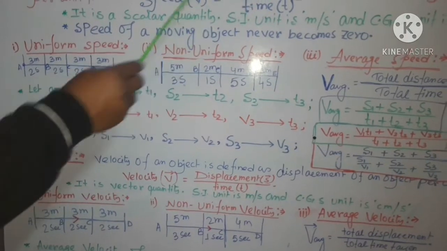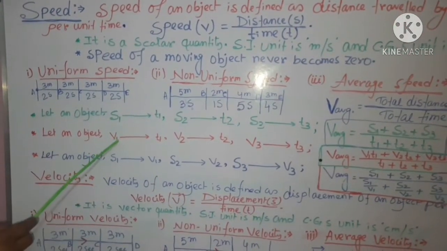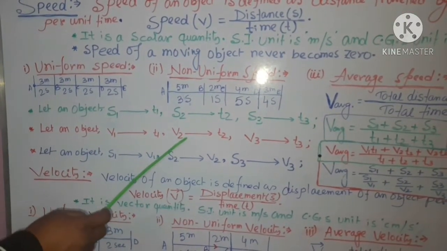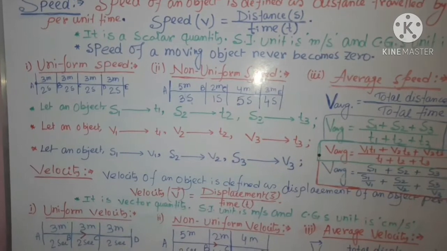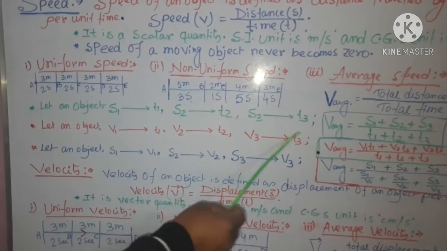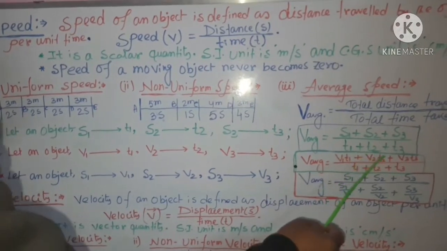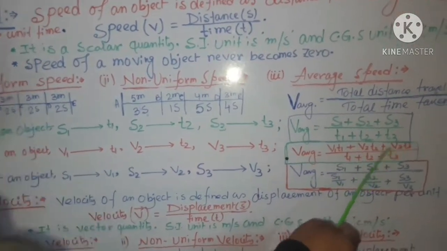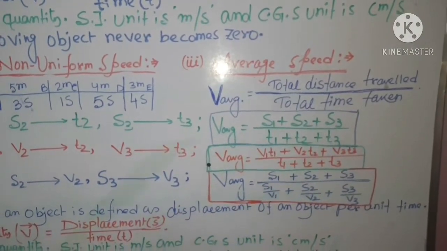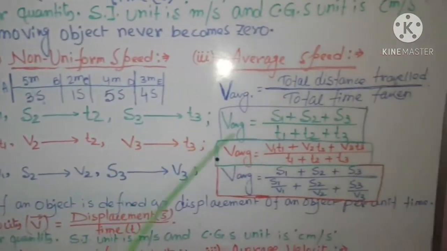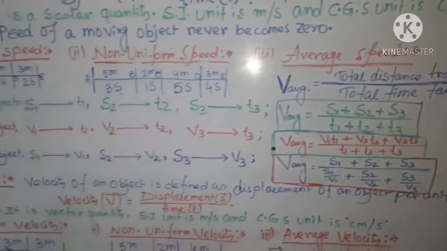We know distance is equal to speed into time. So therefore here the distance is v1 t1. Here the distance is v2 t2. Here the distance is v3 t3. So therefore for this situation average speed equals v1 t1 plus v2 t2 plus v3 t3, that is total distance, by total time, t1 plus t2 plus t3. Now see another situation.